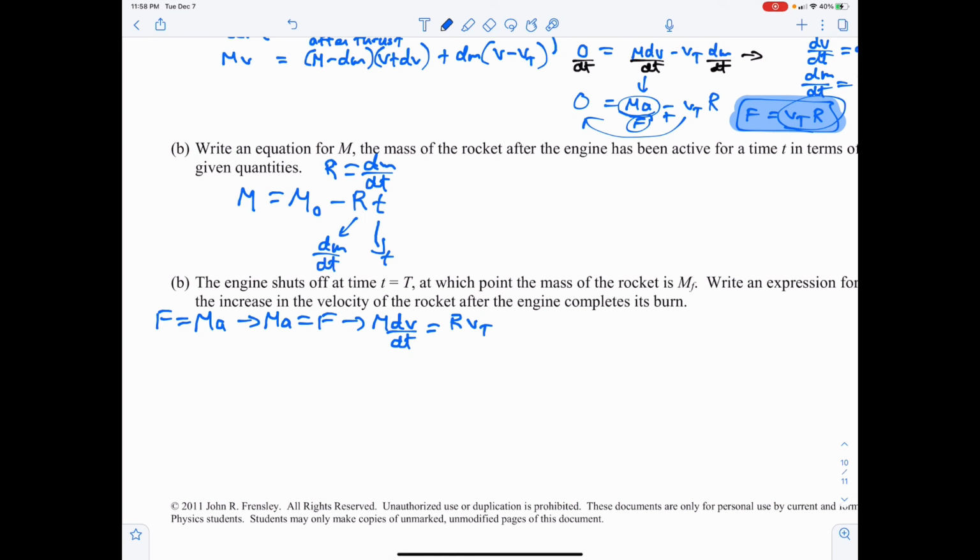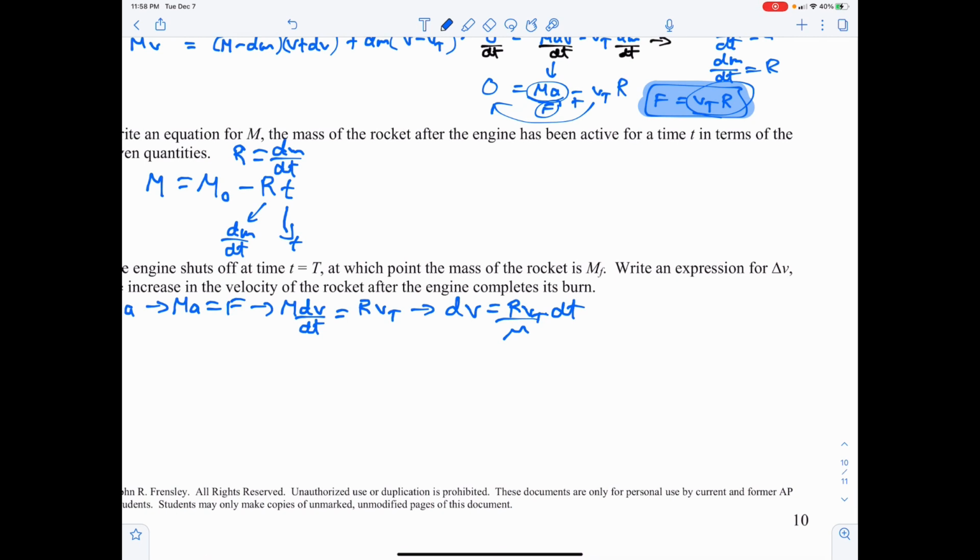Now I'm going to divide by M, multiply by dt, and I get dv by itself equal to R times vt divided by M times dt. Then I'm going to substitute for M: m naught minus Rt. So this becomes dv equals R vt dt divided by m naught minus Rt.